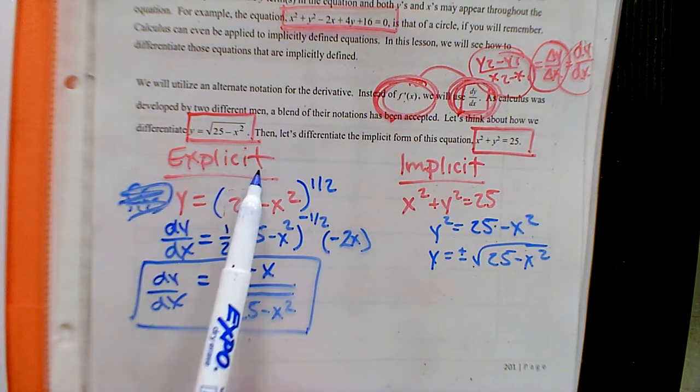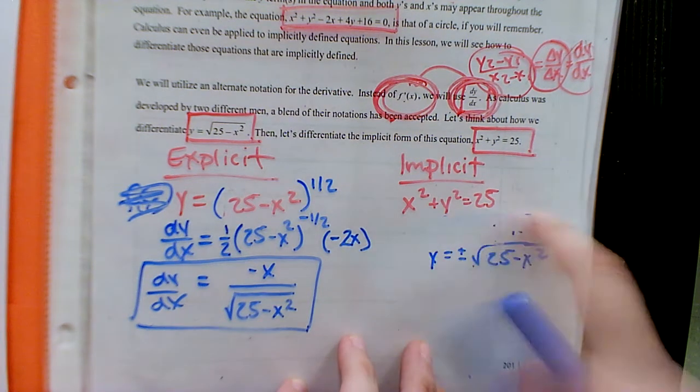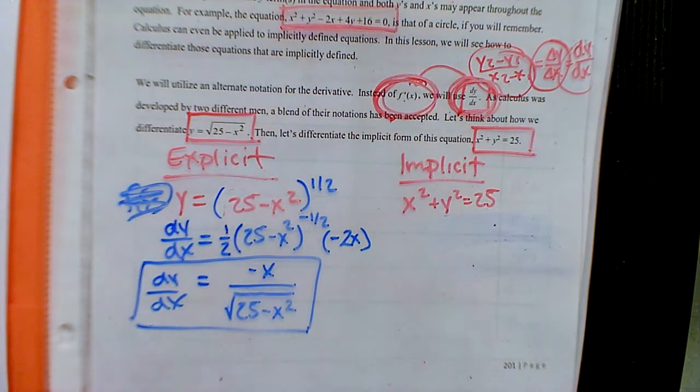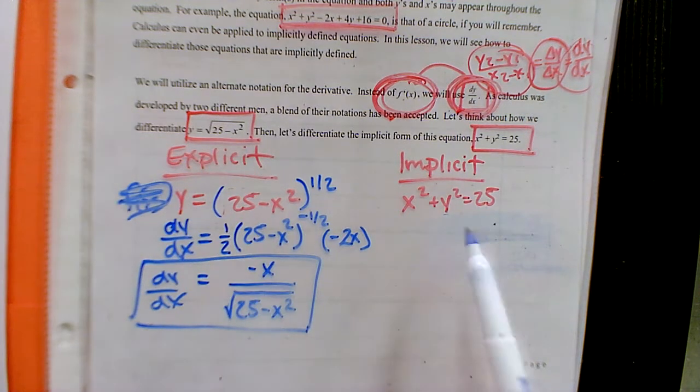One is in explicit form, one is in implicit form. So if they're the same exact equation, we should get the same exact derivative. Does that make sense? They just might look different because this equation looks different than this one. So let's go ahead and try to tackle this derivative.